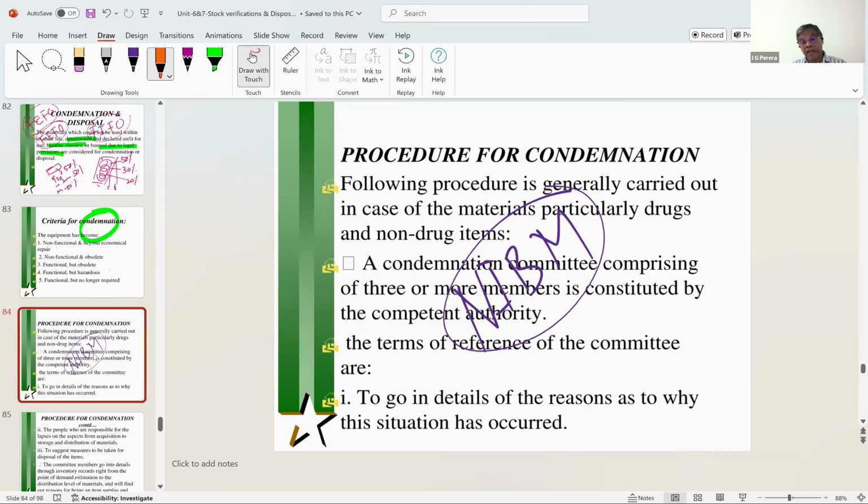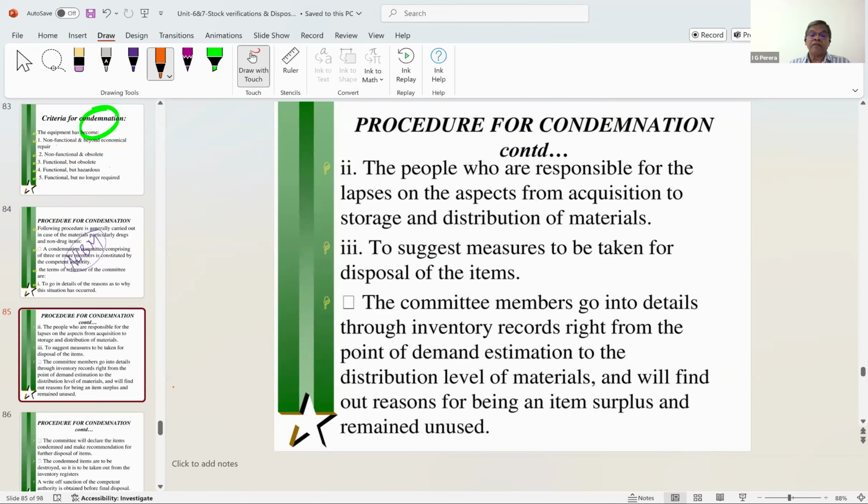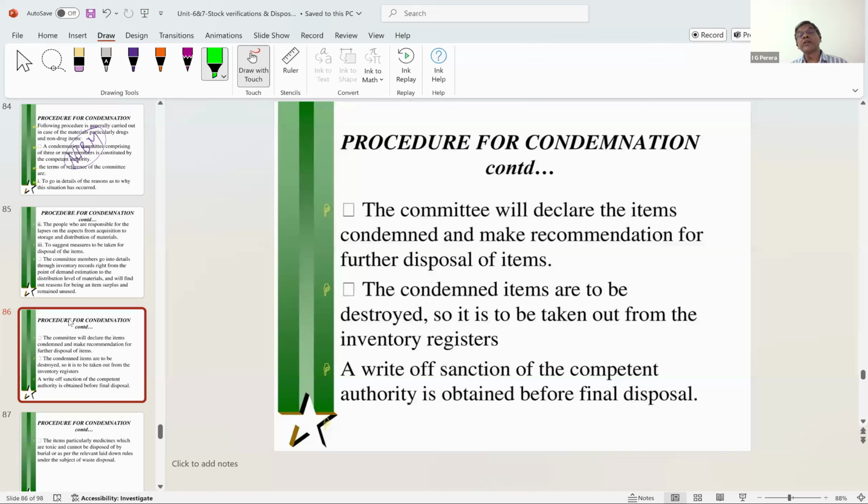So therefore, depending on the item, inventories, the way you work, everything should be considered, and you have to come up with your own policy for condemning items and need to go into details. Then policy should be decided. So the people factor especially is very important. The people who are responsible for the lapses on the aspects from acquisition to storage and distribution of materials basically should be considered. Measures should be suggested, and you need to go into details when you are developing policy for those items, especially for a government medical stores kind of a place, for a pharmaceutical corporation kind of a place. So it has to be their own policy to condemn.